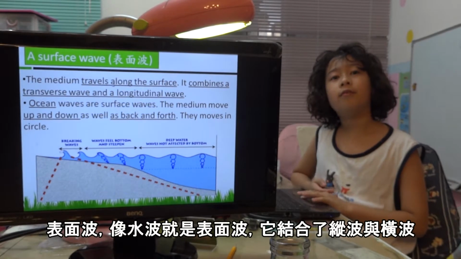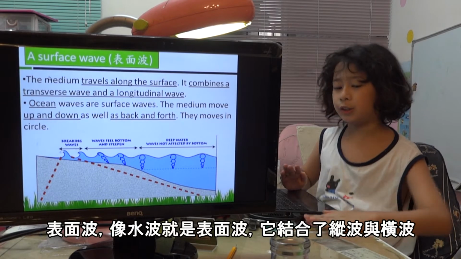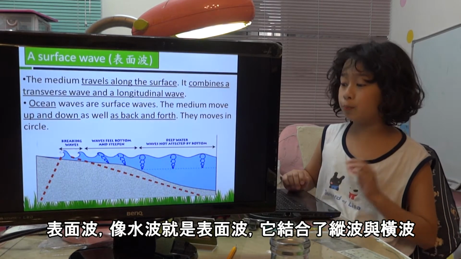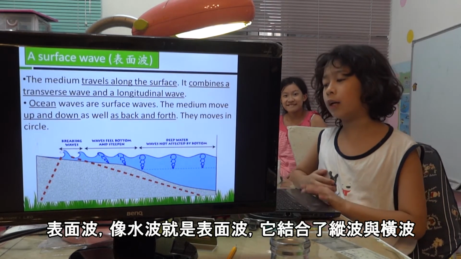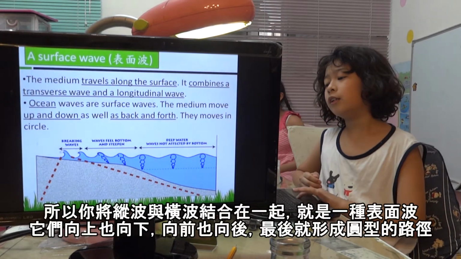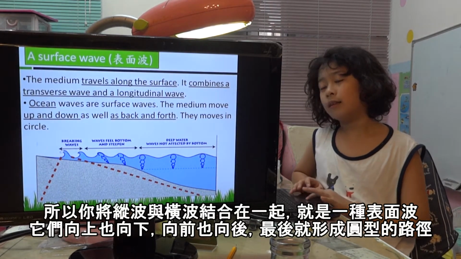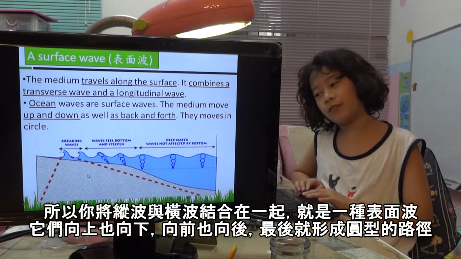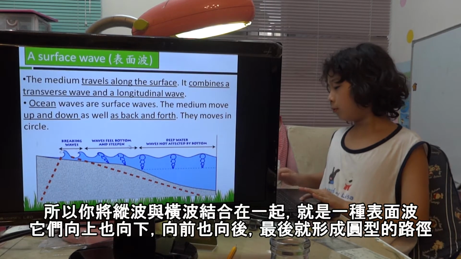Surface wave. What is surface wave? The surface wave just travels on the surface, like an ocean wave. But the surface wave includes both up and down and back and forth. So it includes both the transverse wave and longitudinal wave. If you add transverse and longitudinal waves together, you get surface wave. They move up and down, back and forth, and then become circles. So it looks like that.